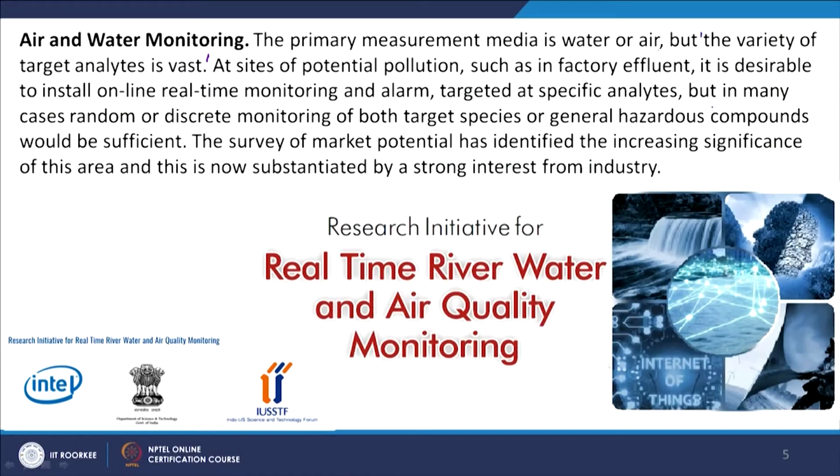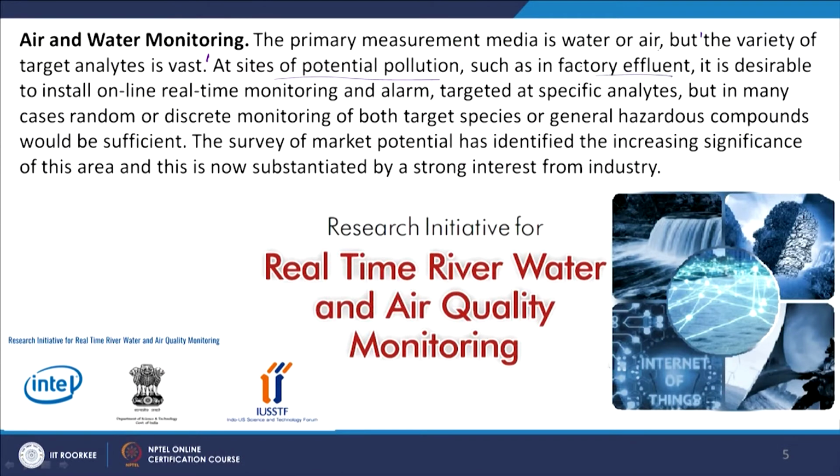At sites of potential pollution, such as in factory effluent, so if we have a factory, we know it's making 3 kinds of dyes, it's making 4 different kinds of pollutants. So it will work well for us if we have a biosensor that detects the 4 pollutants. We don't need the one that detects 20, 50, 100 different kinds of targets.